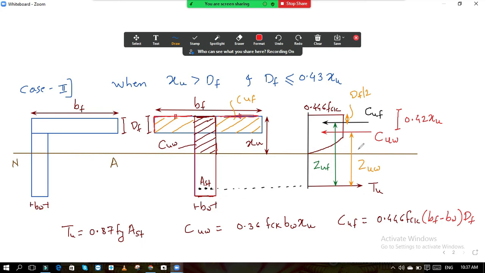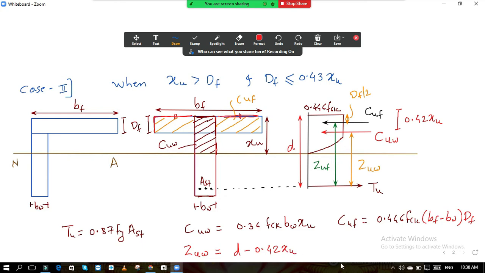Now see ZUW. So this is the lever arm. So now what is the lever arm distance? See, this is 0.46 FCK. Now if I draw over here the effective depth, this is our effective depth up to this point. We denote this by D. So it will be D minus 0.42 XU.